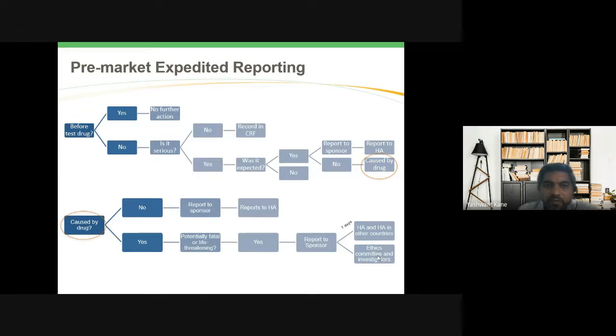If it is serious, then was it expected, yes or no. Then it needs to be reported to the sponsor, and also reported to the HA if it is unexpected as well as serious. And if it is not serious, even if it is unexpected, then there is no requirement of expedited reporting. So that's how the flow of pre-market expedited reporting is done.